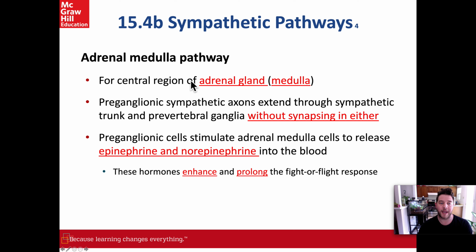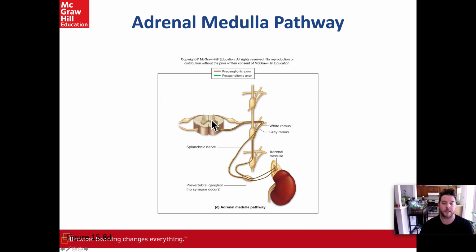You have your adrenal medulla pathway, which is for the central region of the adrenal gland. The medulla is the middle of the adrenal gland. You have preganglionic sympathetic axons extending through the sympathetic trunk and prevertebral ganglia without synapsing in either. So this does not synapse in the sympathetic trunk or the prevertebral ganglia. The preganglionic cells stimulate adrenal medulla cells to release epinephrine and norepinephrine into the blood, enhancing or prolonging the fight or flight response, the sympathetic nervous system response. So these exit out, and then they innervate directly into the adrenal medulla.